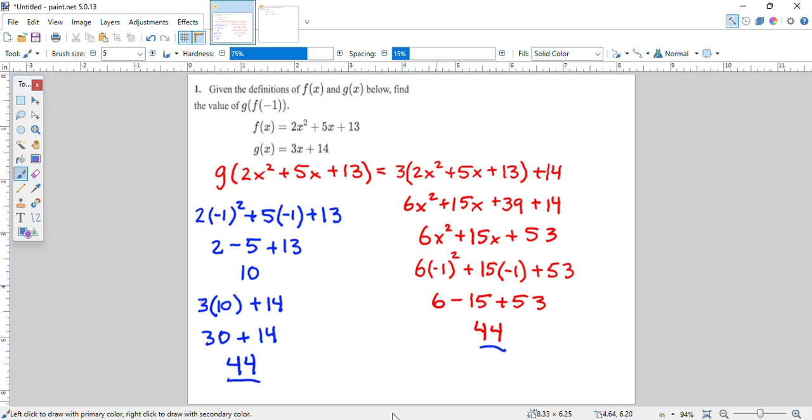As you can see, we got the same solution for both, okay? What we have learned is if we don't know the actual input for any of the functions, and we are looking at a composite, we can arrive at a simplified version. That's that 6x squared plus 15x plus 53. And this actively combines the two and allows us to get whatever output we need based on what x is. And that's why we have covered this.